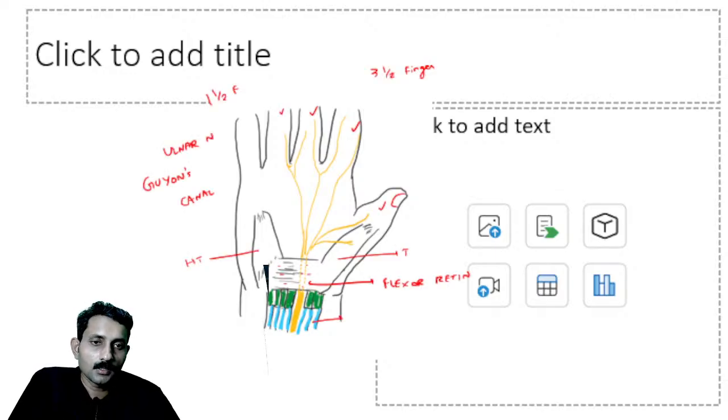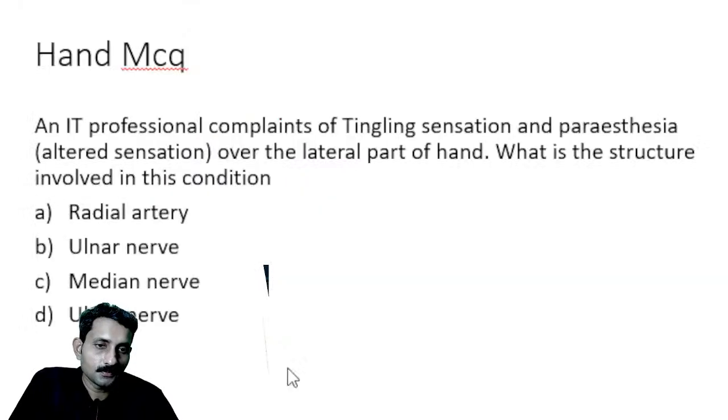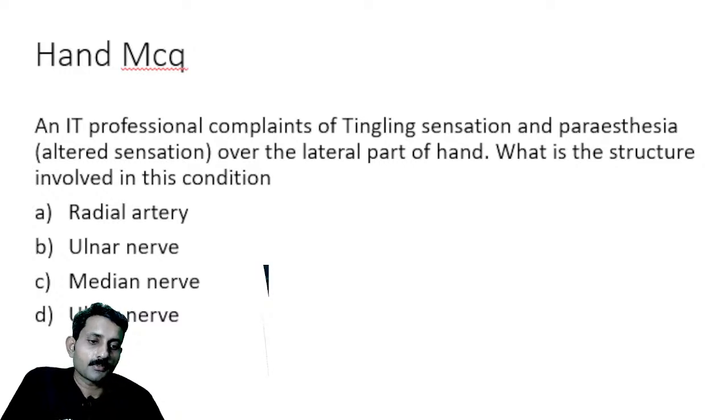Okay. Now we will go back to the question. So what is the nerve that will be affected in this condition? It is not the radial artery. It is not the ulnar nerve. It is not the radial nerve. So what is the nerve that will be affected? That is the median nerve.